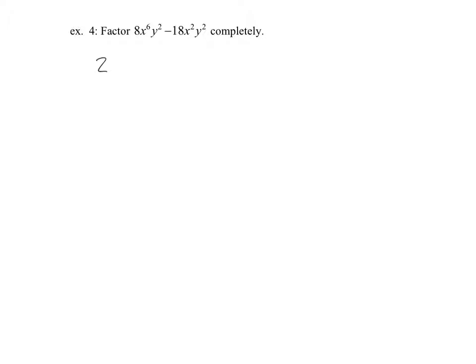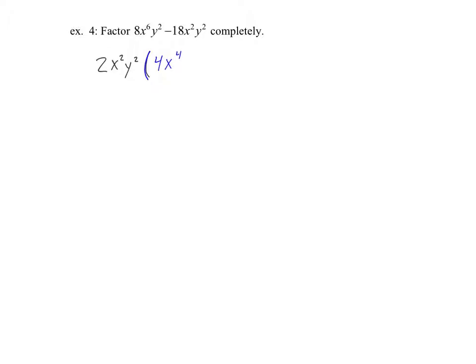But looking at my variables, x to the 6, so I can pull out an x squared and I can pull out a y squared, because both terms have an x squared and a y squared. So 2x squared y squared. All right, now what's going to be left? So my first thing, 8 divided by 2 will give me 4. X to the 6th divided by x squared is x to the 4th. Y squared over y squared just drops out. So maybe switch to blue a second. So I had 4x to the 4th left there.